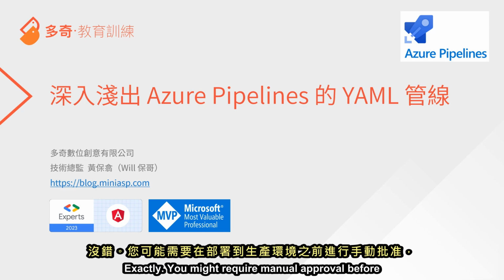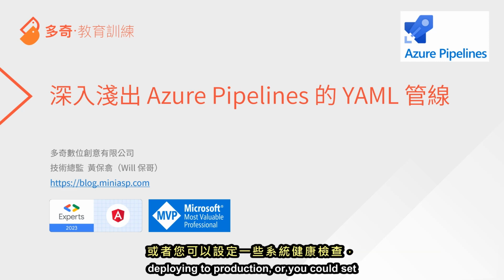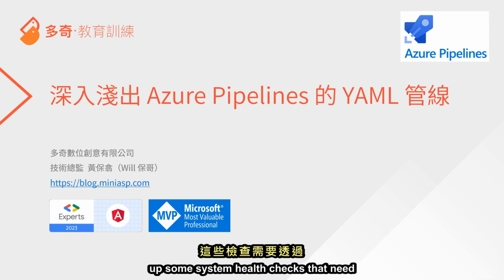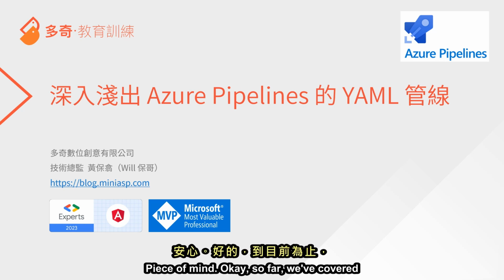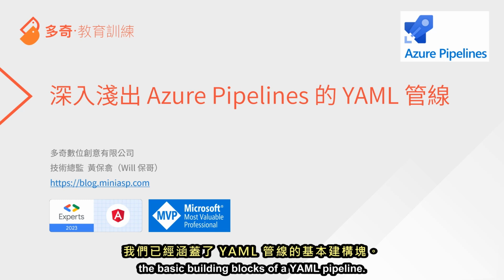Exactly. You might require manual approval before deploying to production, or you could set up some system health checks that need to pass before any updates are pushed. Peace of mind. Okay, so far we've covered the basic building blocks of a YAML pipeline.